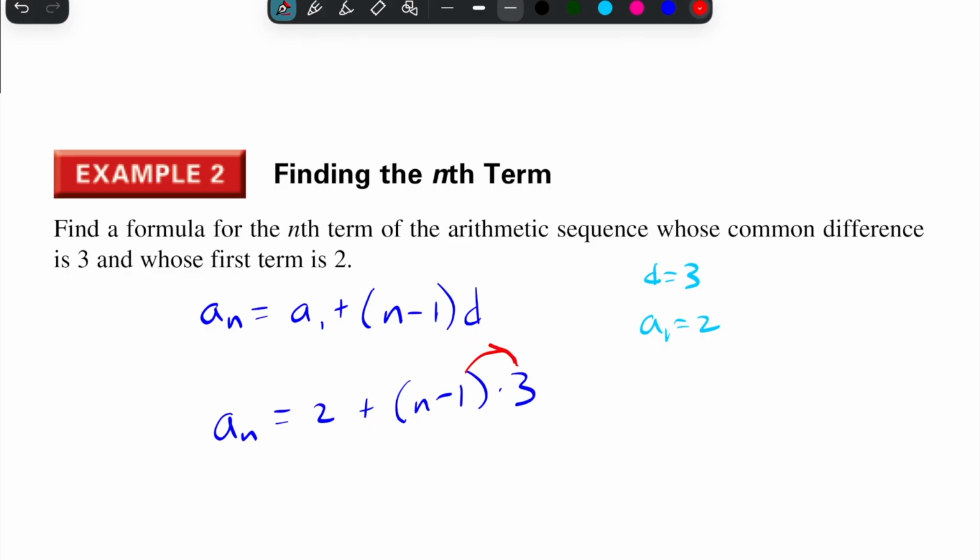So I'm going to distribute the 3. We're going to get an is 2 plus 3n minus 3. And then we combine the 2 and the negative 3. We get an equals 3n minus 1. There we go. Now we have a formula to find the nth term of the sequence described in this example.